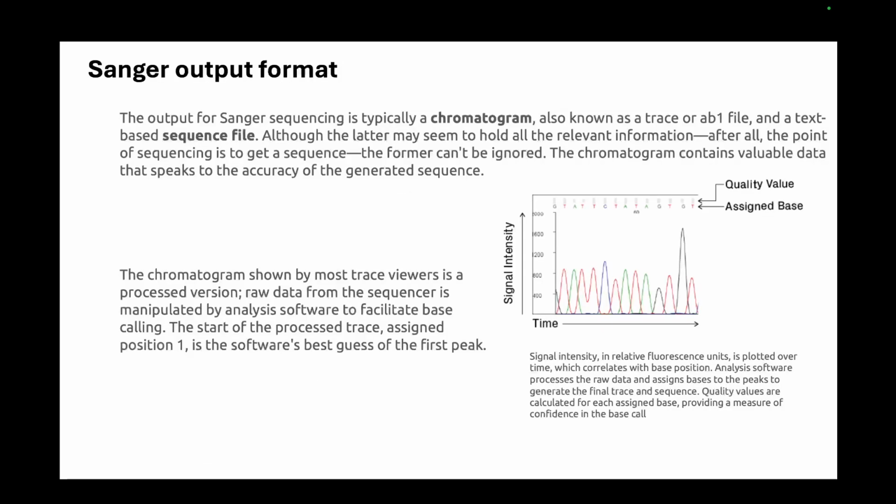Okay, now we learned about different quality scores, how we calculate quality scores for the base callers. Now we'll look at different types of output formats for different types of sequencers. So first is the oldest one, the Sanger output format.